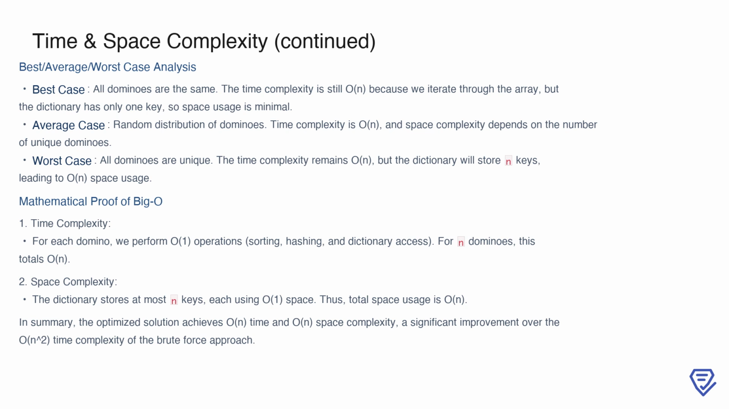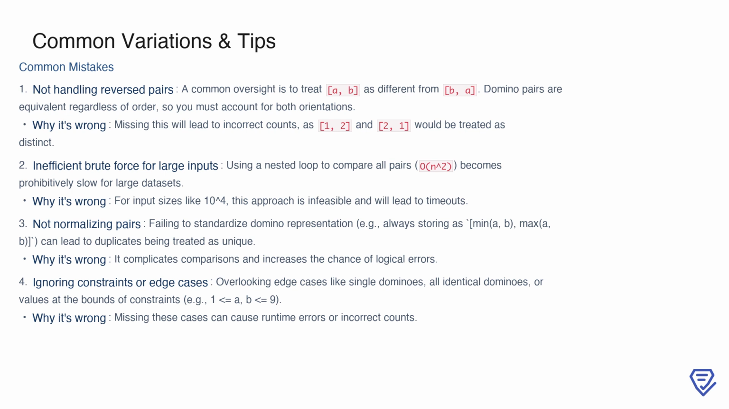Mathematically, the big O for time complexity is proven by noting that each domino undergoes constant time operations. With n dominoes, this results in O(n). Similarly, the space complexity stems from the dictionary, which can store up to n keys, each taking O(1) space, leading to O(n) in total. This optimized solution achieves a significant performance improvement over the naive approach, making it both time and space efficient. When solving this problem, there are several common mistakes to watch out for.